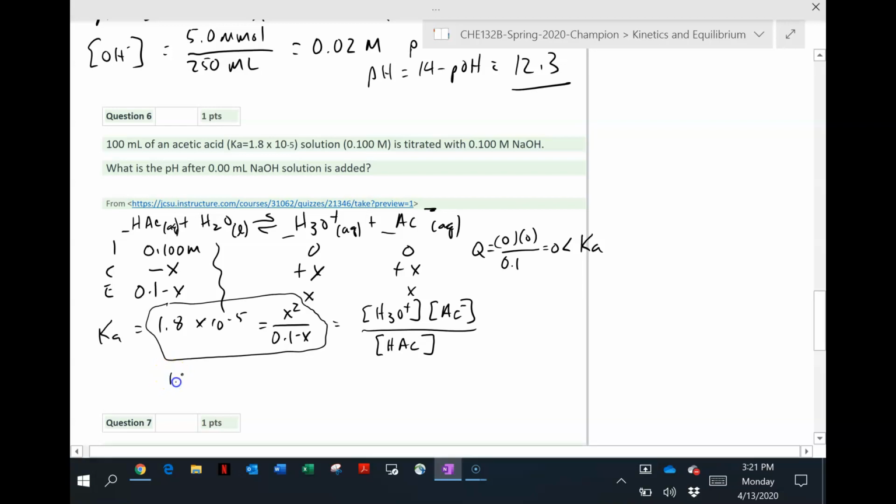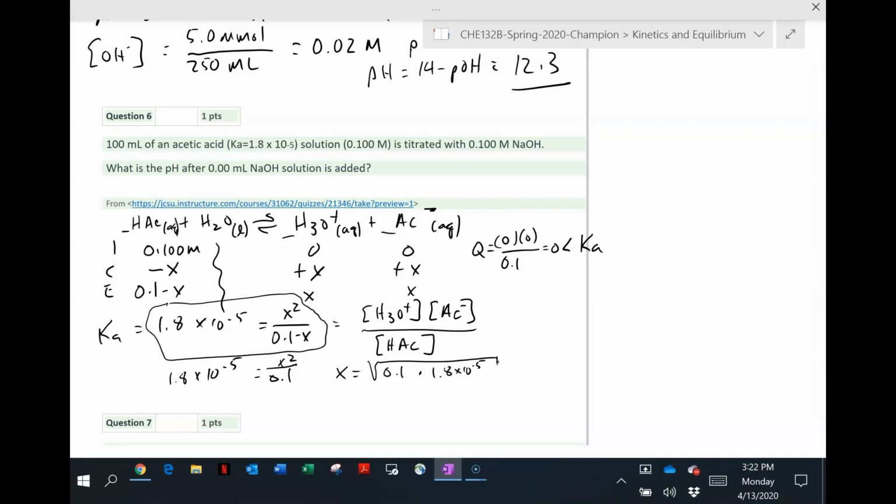And that simplifying approximation is that the x on the bottom here is going to be so small that 0.1 minus x is basically going to be 0.1. And that's a valid approximation in this case. So if we do this, that tells us that x is going to be the square root of 0.1 times 1.8 times 10 to the negative fifth, and that value, I believe, comes out to be 0.13.